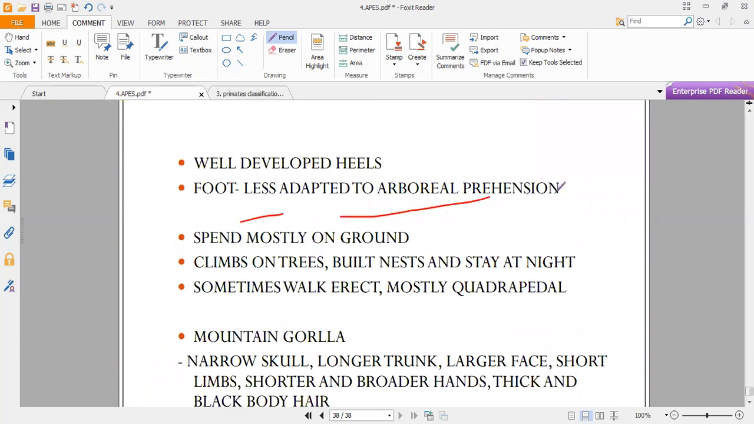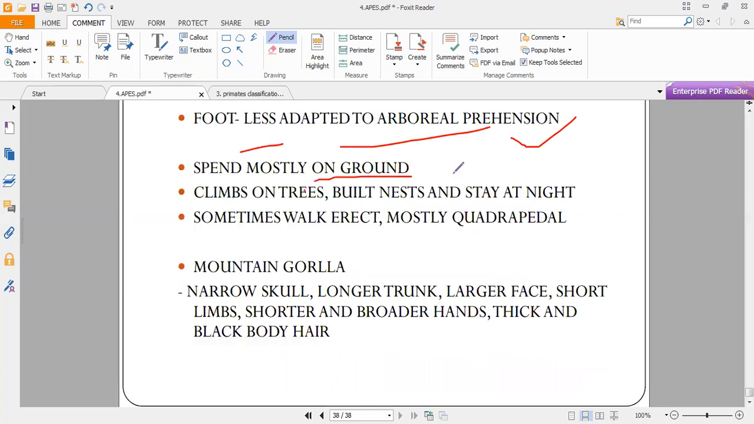Foot is less adapted to arboreal prehension. See, till now, all the apes are mostly highly developed for the arboreal lifestyle, or for brachiation, or to live among the forest or the trees. But here in the gorilla, they are less adapted for arboreal life. Arboreal prehension means grasping capability. Unlike the other apes, gorillas spend most of their time on the ground.